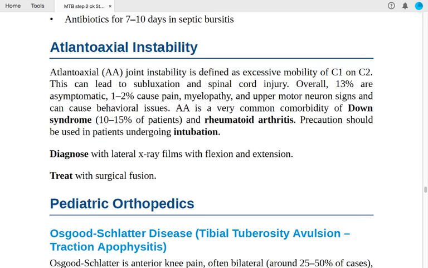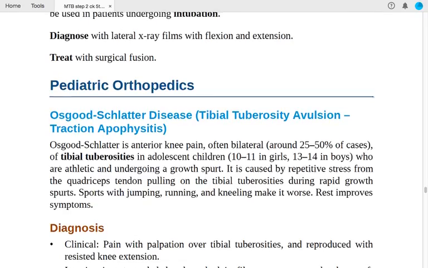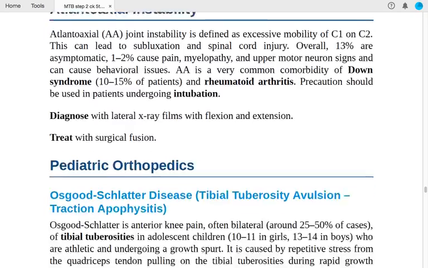If you intubate your patient, you should be very cautious. How are you going to diagnose your patient? With lateral X-ray films, with flexion and extension. So flexion also, extension also, you will go for the lateral X-ray, and that will confirm the diagnosis. You have to treat your patient with surgical fusion. So we have to apply the surgical fusion for this instability.